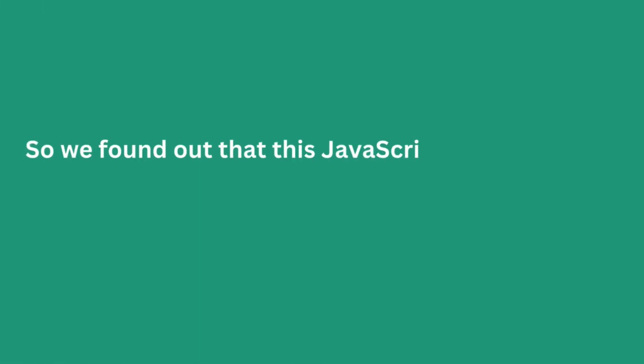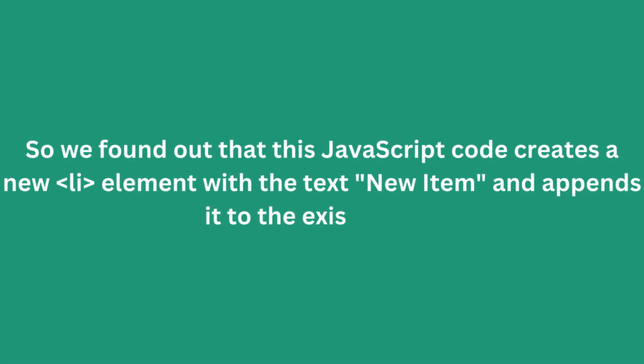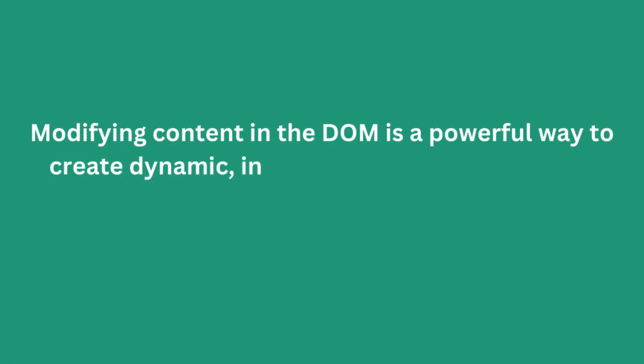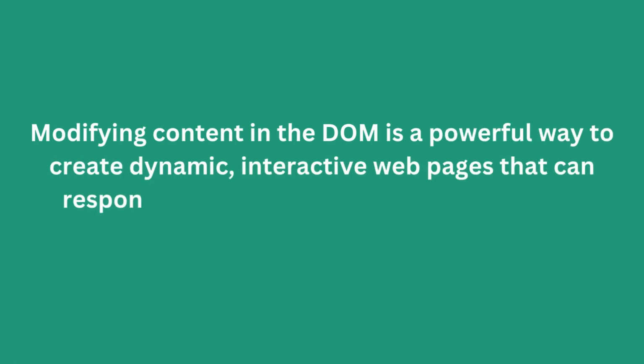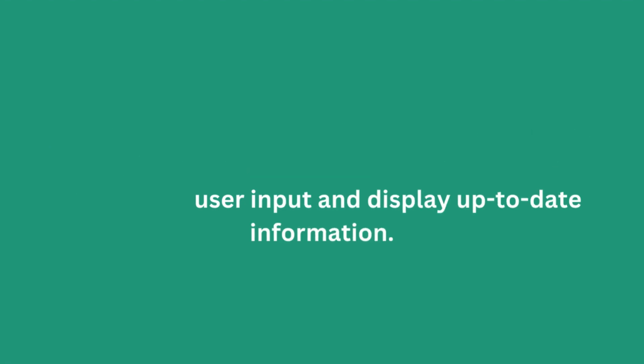So we found out that this JavaScript code creates a new li element with the text new item and appends it to the existing list. Modifying content in the DOM is a powerful way to create dynamic, interactive web pages that can respond to user input and display up-to-date information.